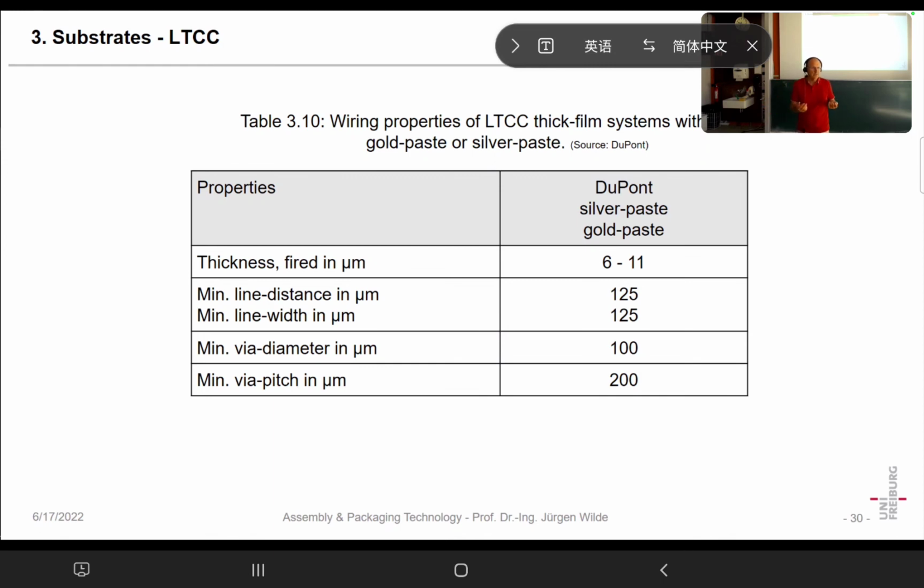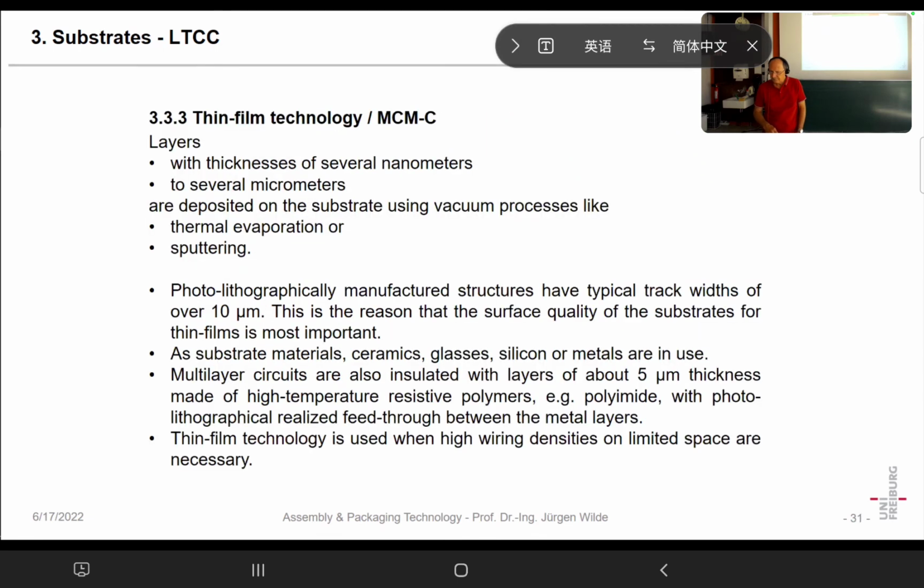Again, what are the rules to have high wiring density? Fine pitch. Second is use most of the area for wiring, not for vias. Yeah. And the third is multi-layers. And in that way, we can have a high wiring density, and that is accomplished here.